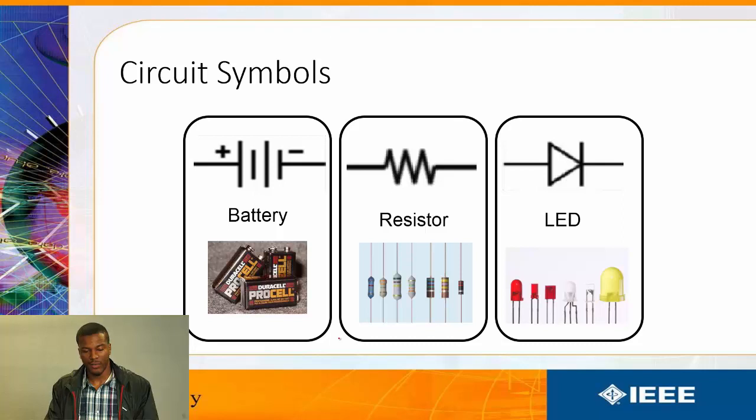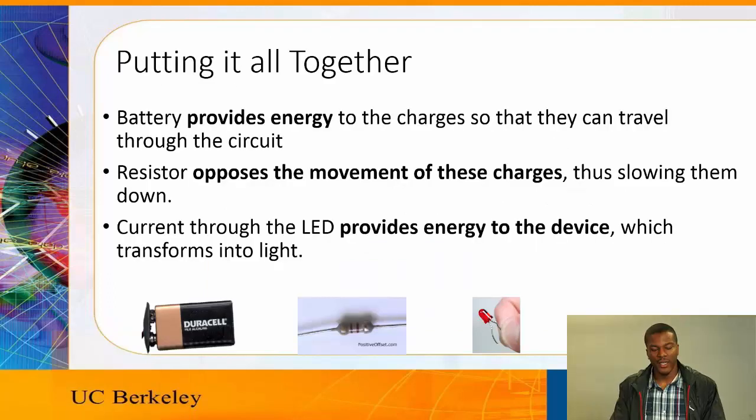Now we're going to show you how to build your first circuit. Here are some common components that you will be using to build it. You will need a battery, a resistor, and an LED.